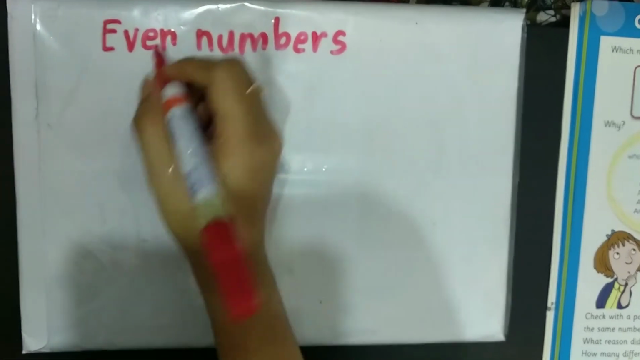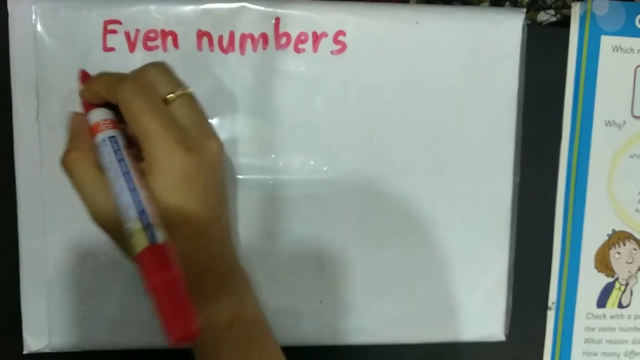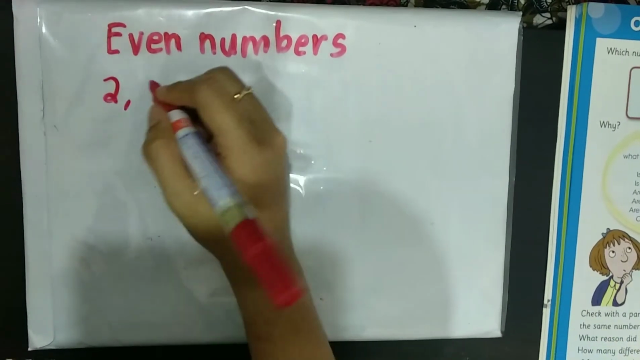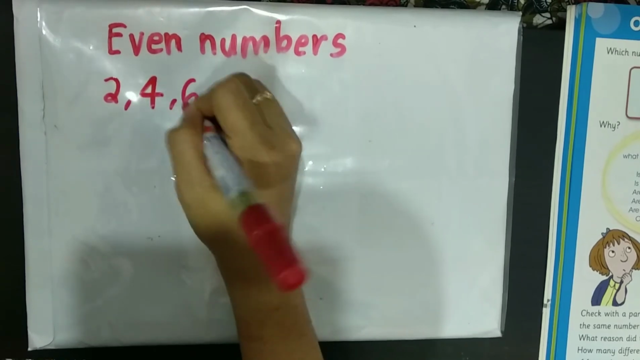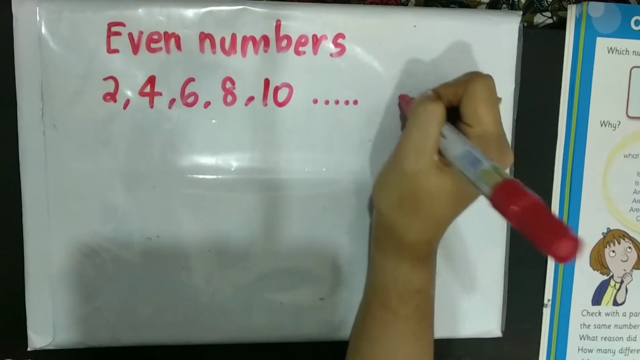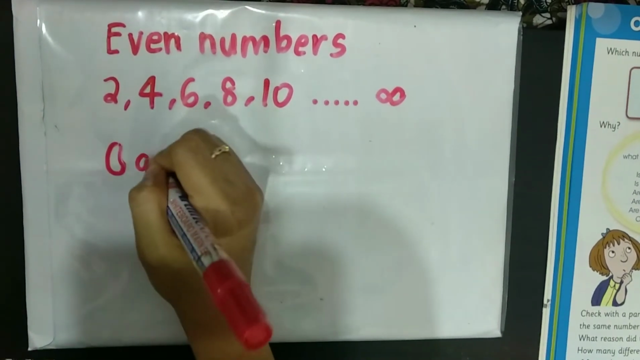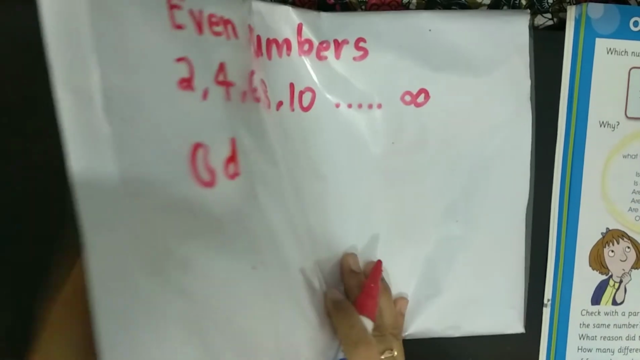That's it. Any number that can be divided into half. It starts with 2, 4, 6, 8, 10, and so on until infinity. And odd numbers.